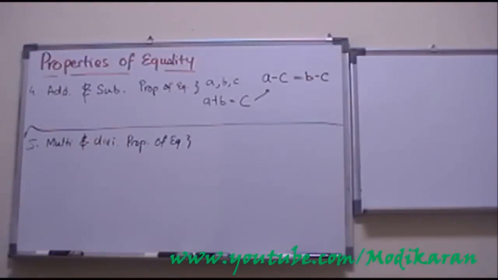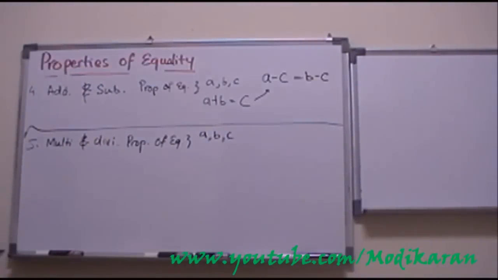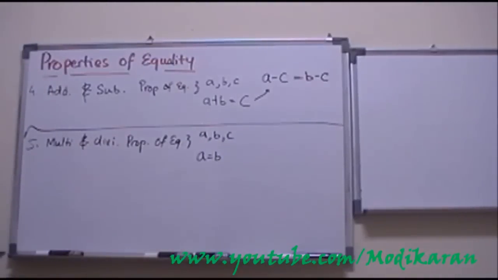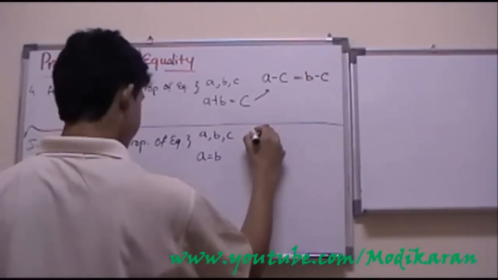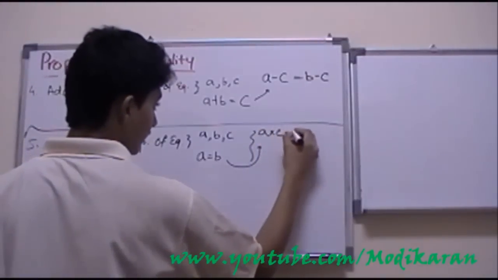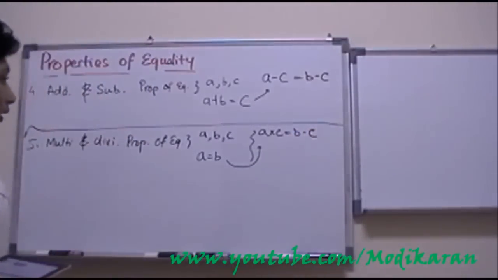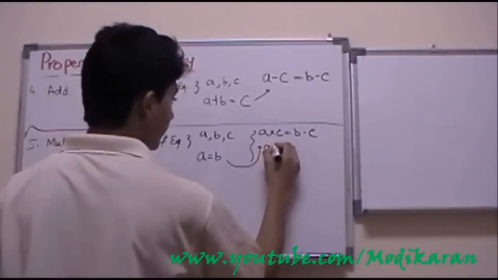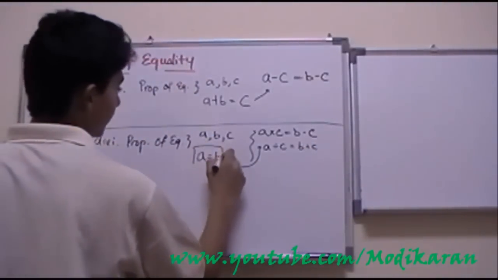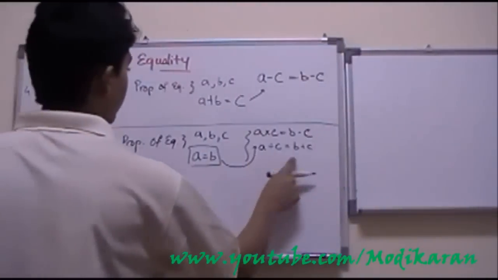of equality. That basically says that if you have A, B, C like we did before, and you know that A is equal to B, then we can say that A times C is equal to B times C, or A divided by C is equal to B divided by C. The key is that A should be equal to B to make these equations happen.